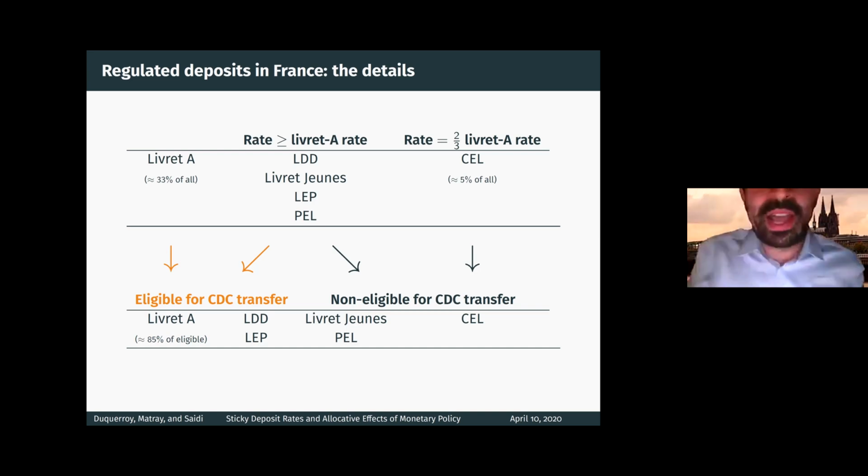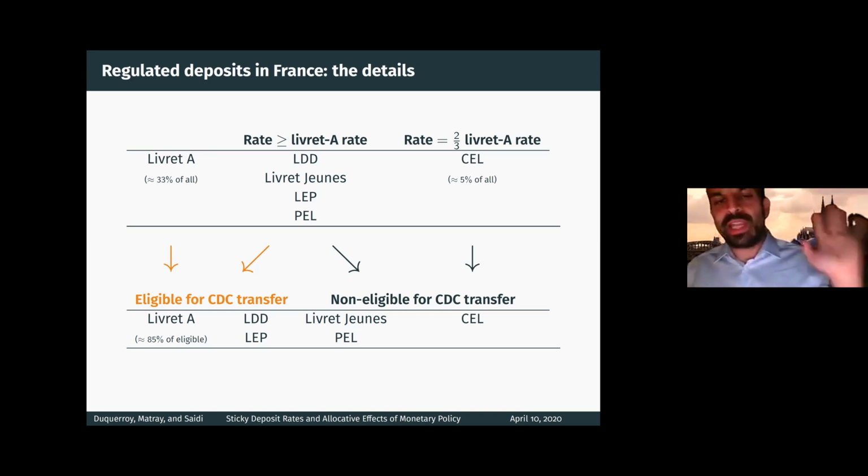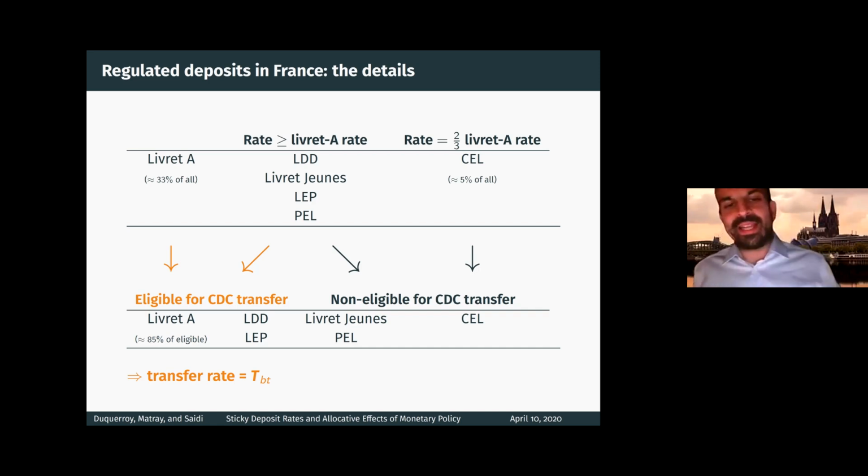Okay. Now, not all of these regulated deposits are actually eligible for funding social housing in France, and therefore not all of them are transferred to the Caisse des dépôts et consignations. The Livret A and 2 other accounts are, right? So the banks do not get to keep all of them, but there are 3 other accounts that banks have to keep on their balance sheet. So we will exploit this transfer rate. And you see that this transfer rate has an index B and T, okay?